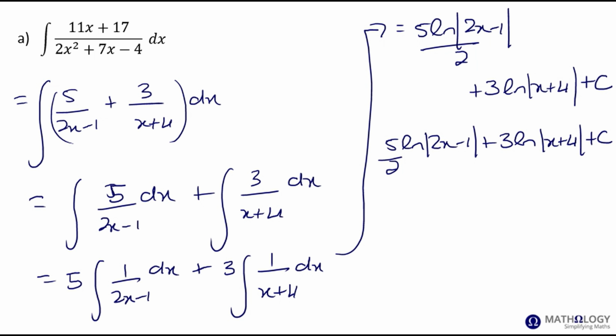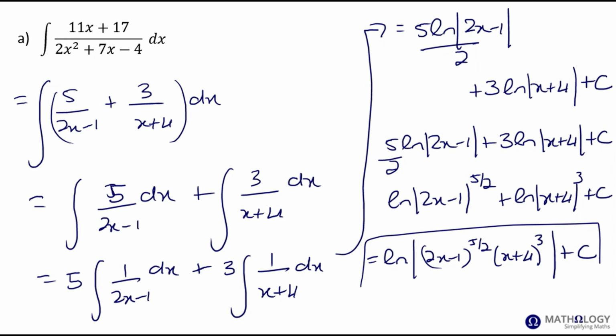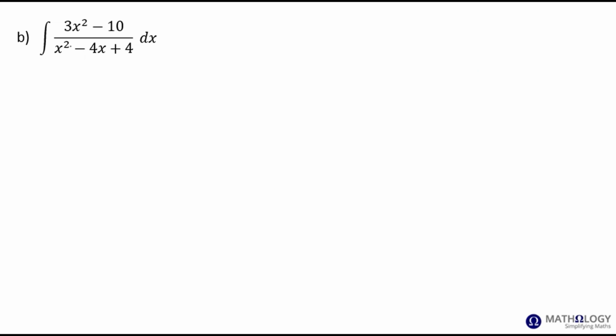We can leave it like that, or we can try and clean it up a little bit. So we'll have ln of (2x minus 1) to the power of 5 over 2 plus ln of (x plus 4) cubed plus c, and that we can write as a single log: ln of (2x minus 1) to the 5 over 2 times (x plus 4) to the 3, plus c, and that is the final answer.